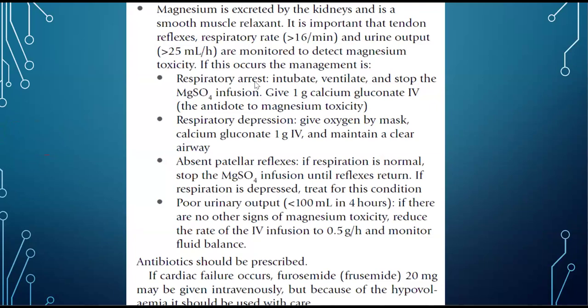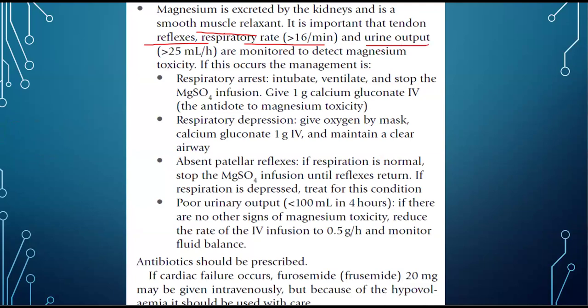Now, magnesium is excreted by the kidney and it is a smooth muscle relaxant. So what if you give too much magnesium? The patient can develop magnesium toxicity. To make sure the patient doesn't develop magnesium toxicity, you check 3 things. You check their reflex, that means the tendon reflex, you check the respiratory rate, and you check the urine output.